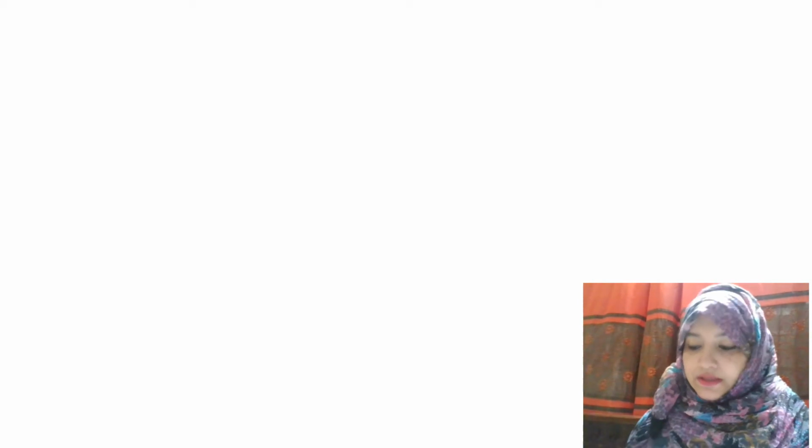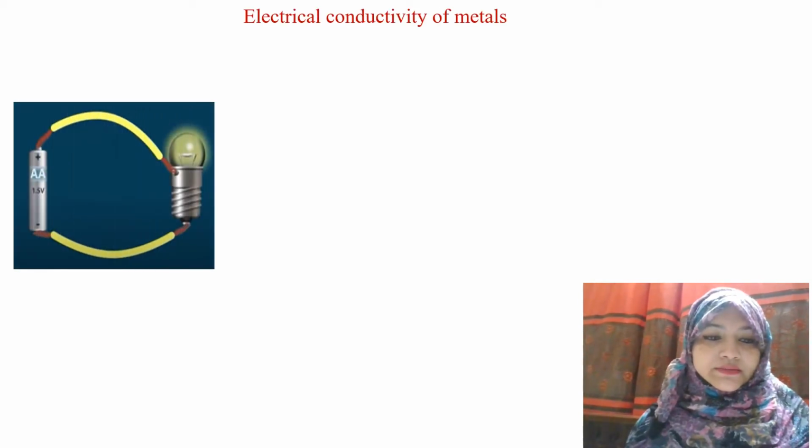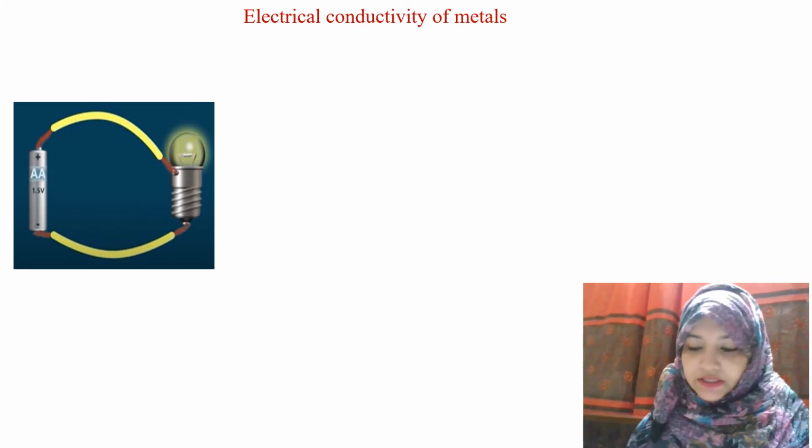Now, how exactly are the electrons flowing in the circuit? I will show you a special arrangement which is known as a circuit, and we have to know through which material the current is flowing. This is the arrangement of a circuit.